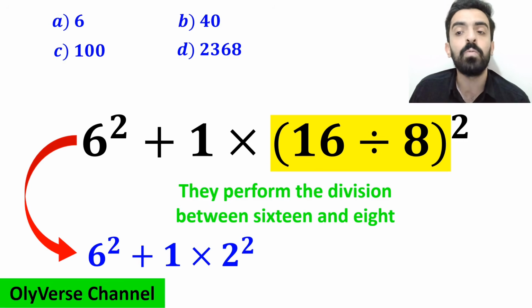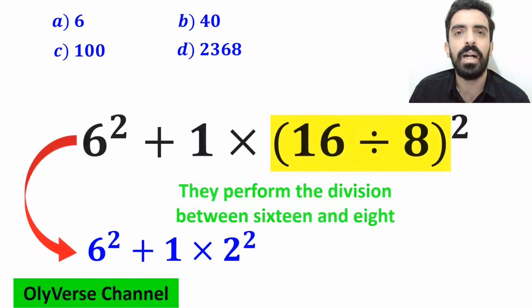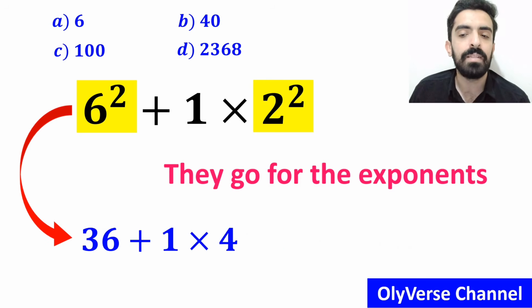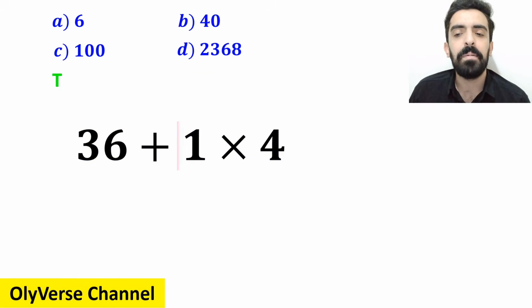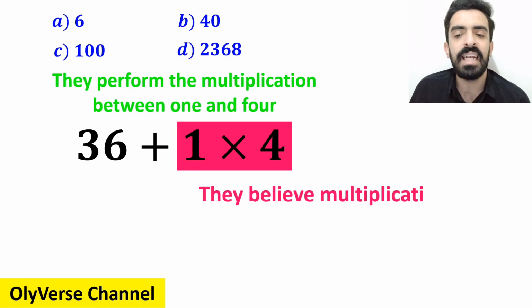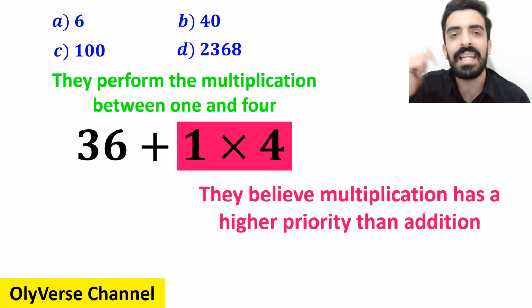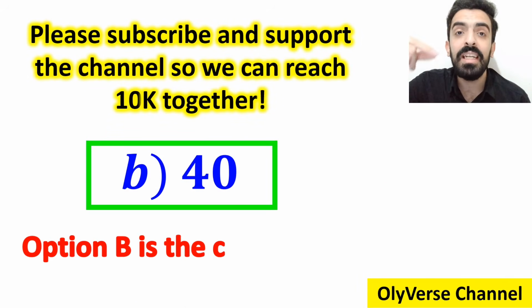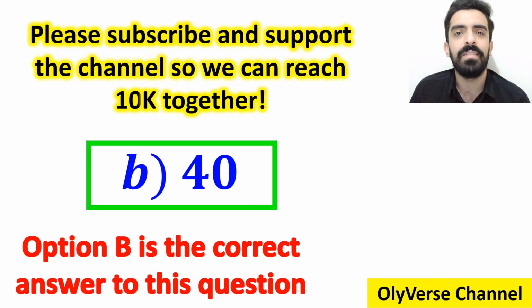In the next step, they perform the division between 16 and 8 and write 6 squared plus 1 multiplied by 2 squared. Then they go for the exponents and write 36 plus 1 multiplied by 4. In the final step, they perform the multiplication between 1 and 4 because they believe multiplication has a higher priority than addition. This simplifies to 36 plus 4, which gives them the answer 40. And immediately, they conclude that option B is the correct answer.